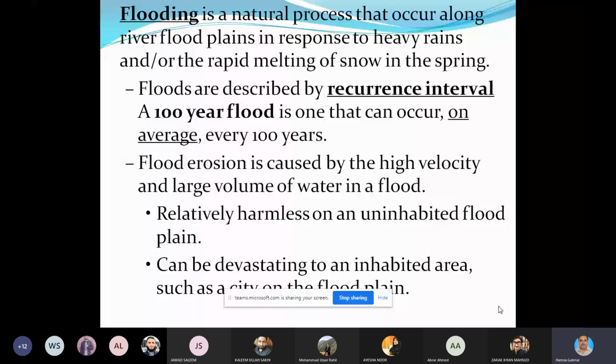Due to the floods, erosion is caused as the velocity of the water is very high in the flood period, and also the volume of water is very high. So when these floods pass through uninhabited floodplains, they are harmless because there is nothing to be damaged if there is no human intervention in those areas.